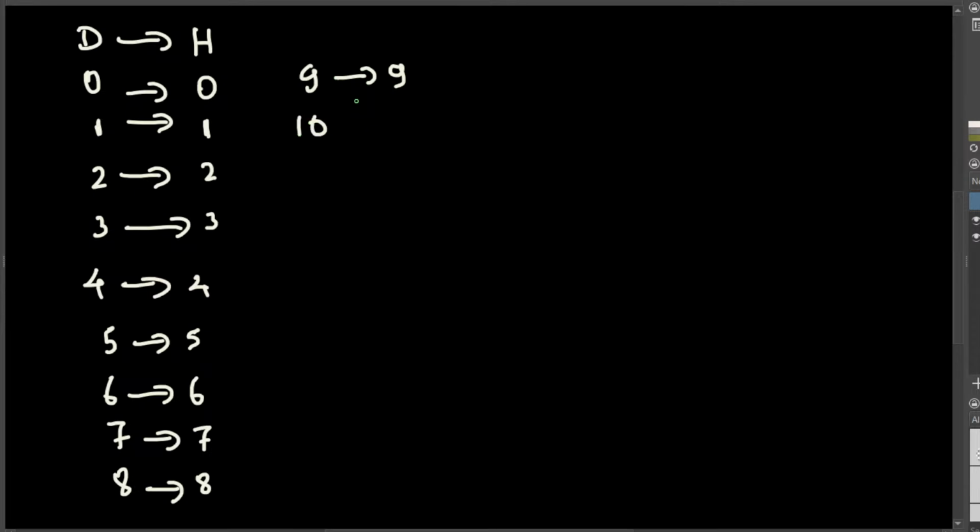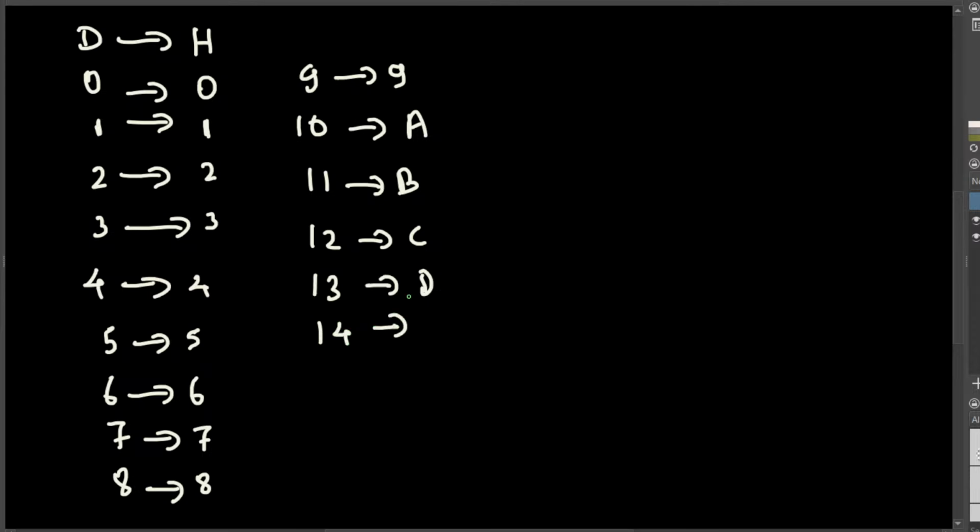But 10 in decimal is equal to A in hexadecimal. And 11 is B. And then 12 is C. 13 is D. 14 is E. And 15 is F. And that's the last digit. 15 is the last digit in hexadecimal. So it goes from 0 to F.